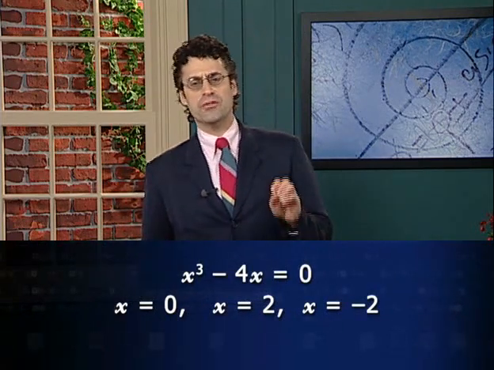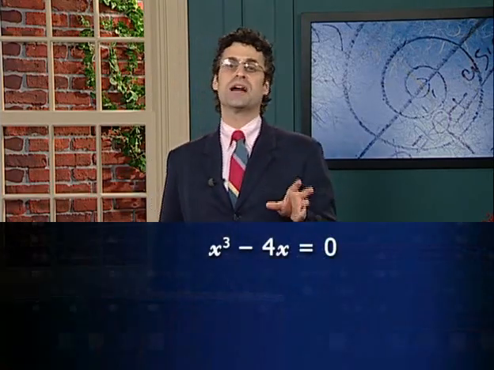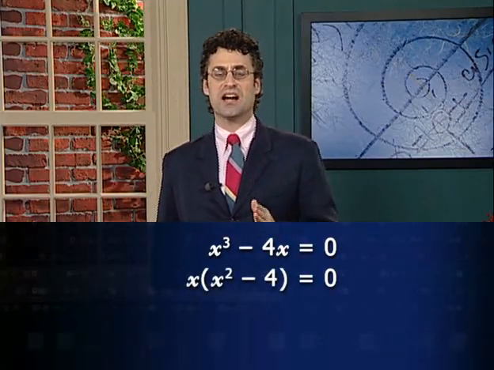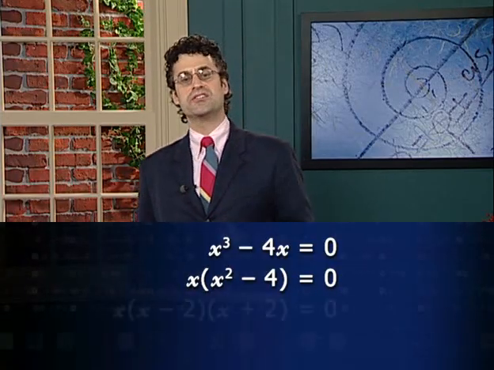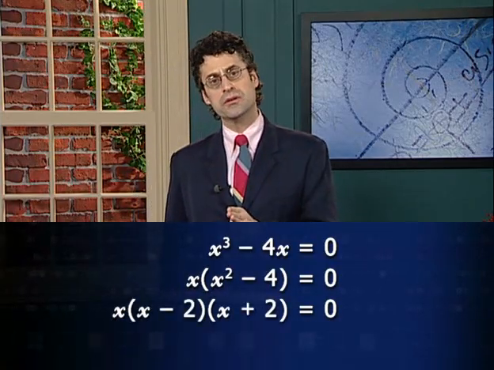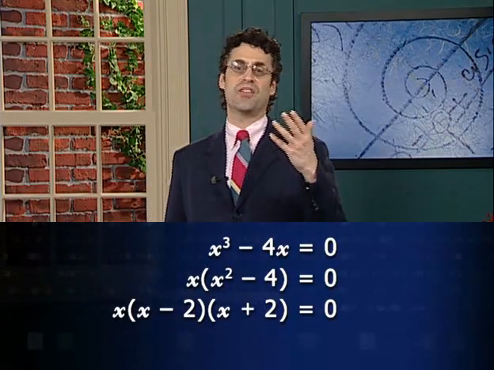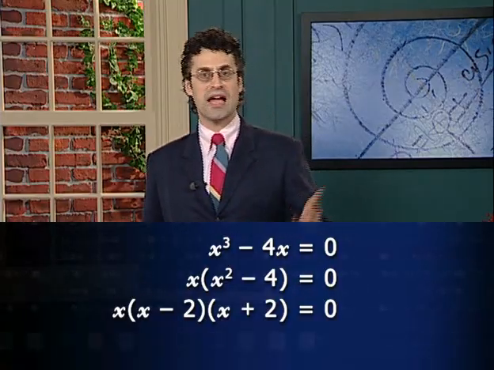Now, we can also find these solutions for ourselves by factoring the equation. x cubed minus 4x, I could factor out the x and see x times (x squared minus 4), and that can be factored into x times (x minus 2) times (x plus 2) equals 0, and then we see either x equals 0, x equals 2, or x equals minus 2, as we found earlier.